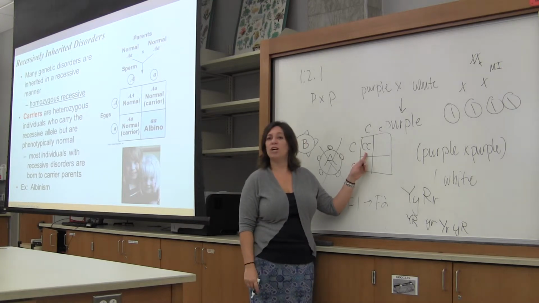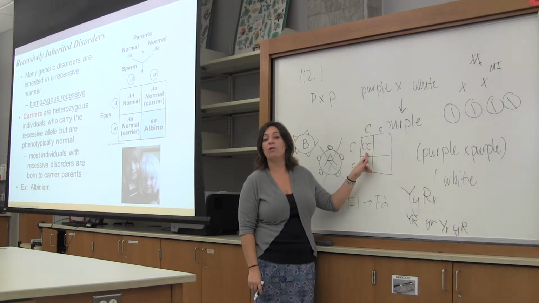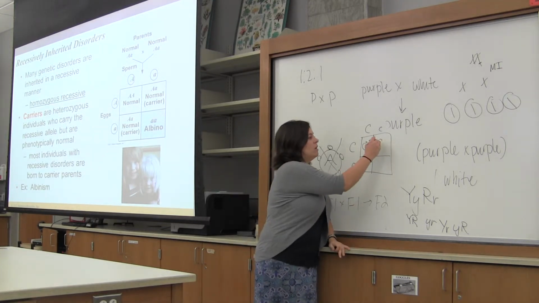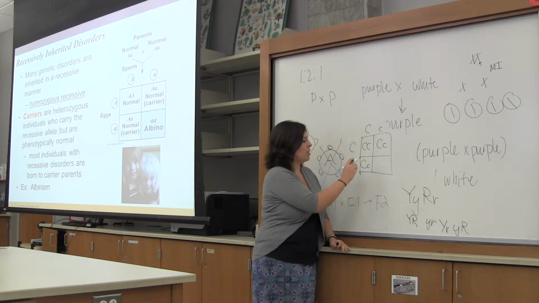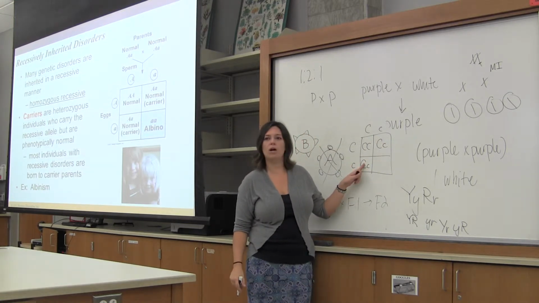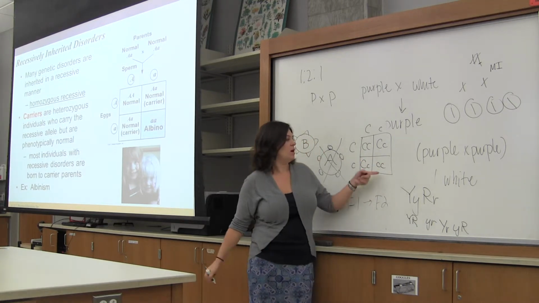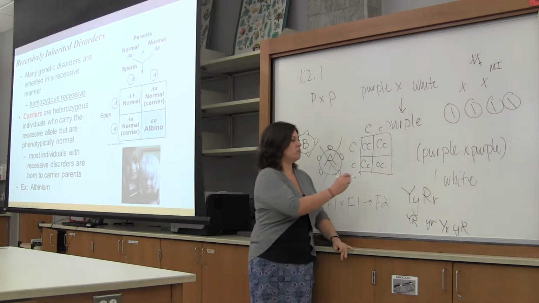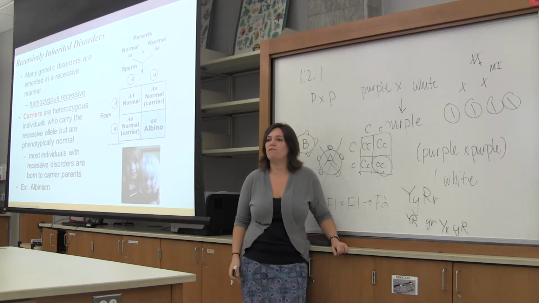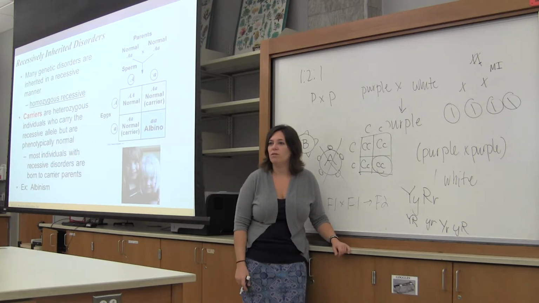So if they have offspring, 25% of them are going to be normal, have both healthy copies of the gene. 50% of them are going to be heterozygous, where they have one normal copy and one bad copy. And then 25% of them are going to be homozygous recessive, which means that these guys are going to be the ones affected by cystic fibrosis.